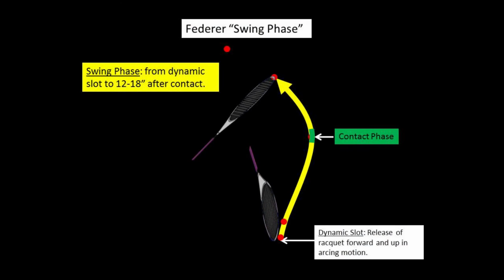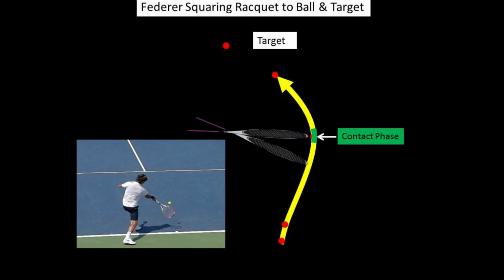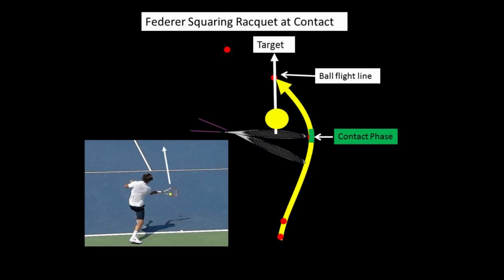Here we're just looking at the swing phase of Federer's stroke from the release of the racket up and around from the dynamic slot position all the way to 12 to 18 inches past contact. Here you can see the start of the Federer swing phase, with a photo side by side of the approximate orientation of the racket at the start of the swing. Here we see Federer squaring the racket to the ball and to the target. And as Federer squares the racket to contact, you can see the ball direction going towards the target, but the swing path continuing in its arcing motion.